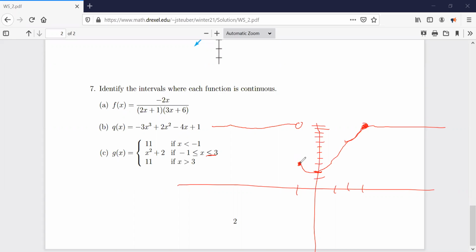So where is the discontinuity here? At -1. Cool. So basically the only thing you have to do is check if each of these guys is going to be continuous everywhere within its range, then you only have to check the borders to see if they agree, and clearly 11 is not going to be equal to 1 squared plus 2. So there's going to be a discontinuity at -1. So how am I going to write that out?